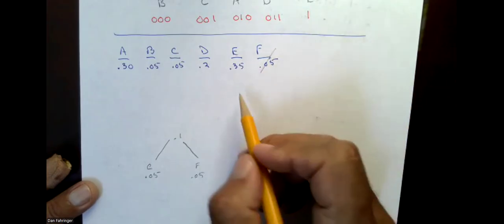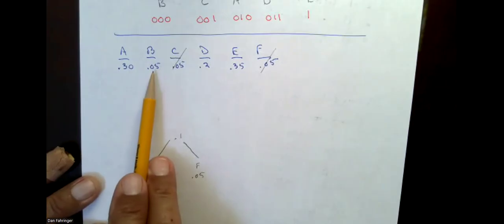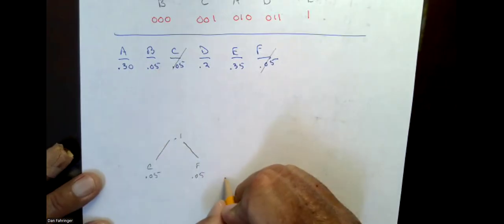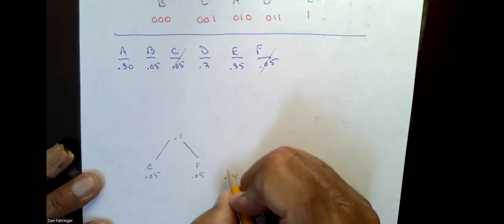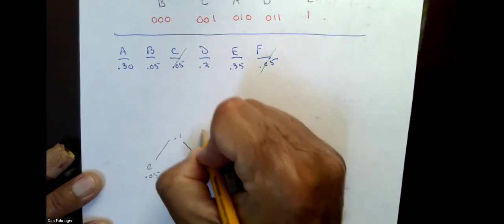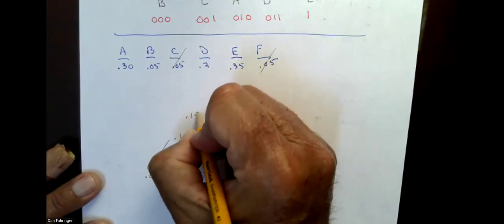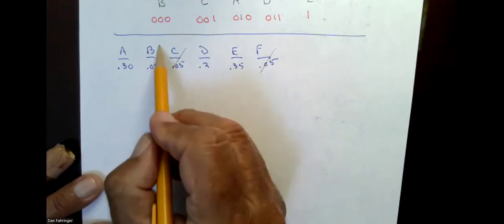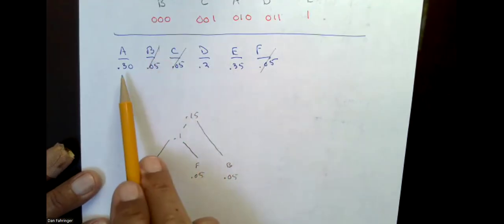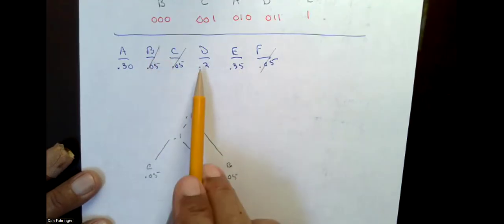So I took care of F, I took care of C. And this is what I said I may have done and probably should have for best results: took B next and made this 0.15. So that knocks those out. Now I have a 0.3, a 0.2, and a 0.35.